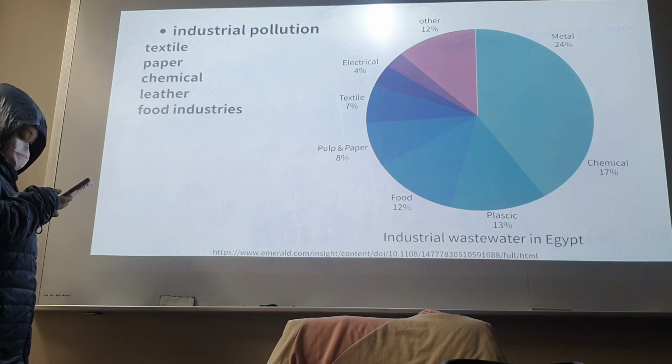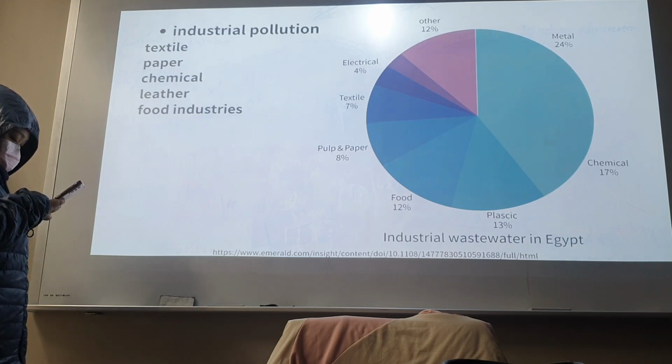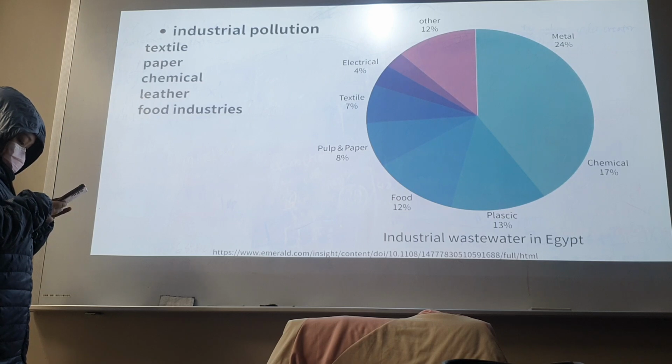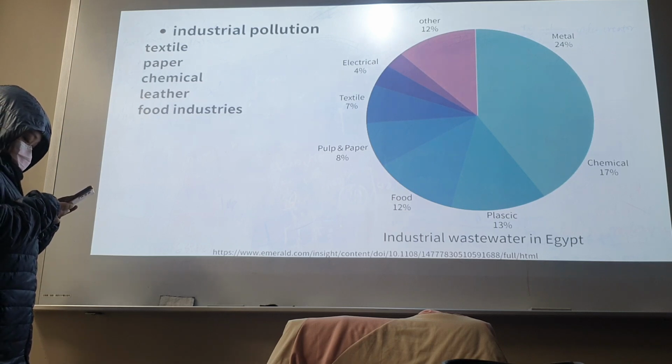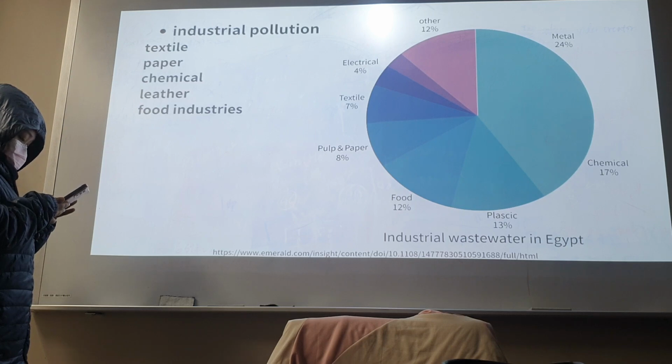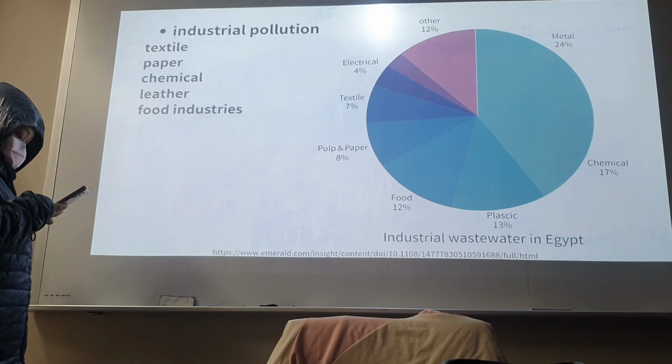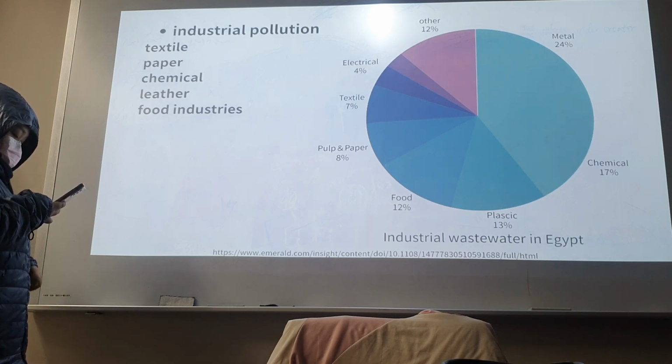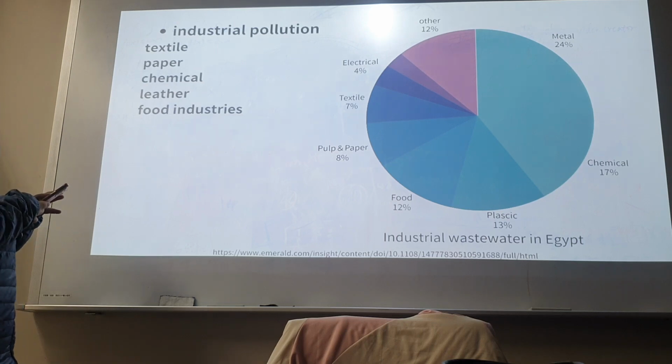contributors to water pollution, especially from the paper, chemical, and food industries. These industries discharge a large amount of organic matter, heavy metals, pigments, and other toxic substances, causing serious damage to the water quality and ecology of the Nile River.